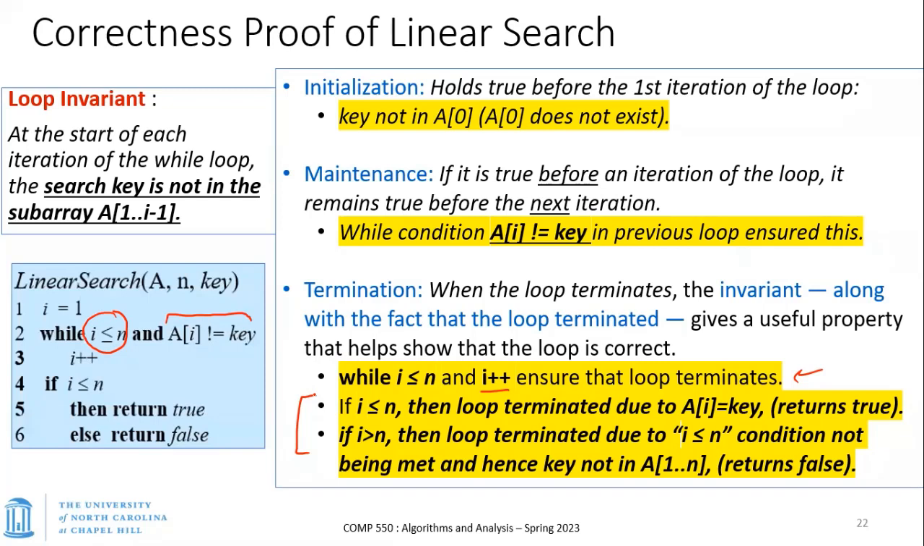If it terminated because of the second condition, then clearly we have found A sub i. We have found the key, A[i] is equal to the value, all right? So previous value. So this condition would be true, all right? And if it terminated because of i reaching the end of the array, okay, if i is greater than n, then the loop terminated due to this first condition, and in that case, clearly A[1] through A[n] did not have the key, okay, and so you're returning false, okay?